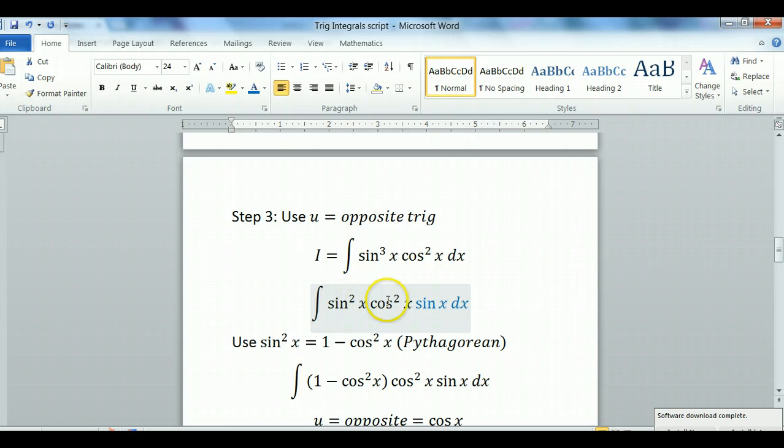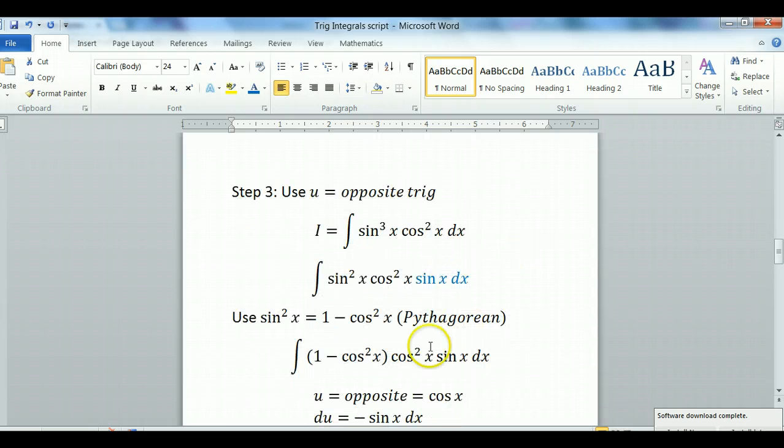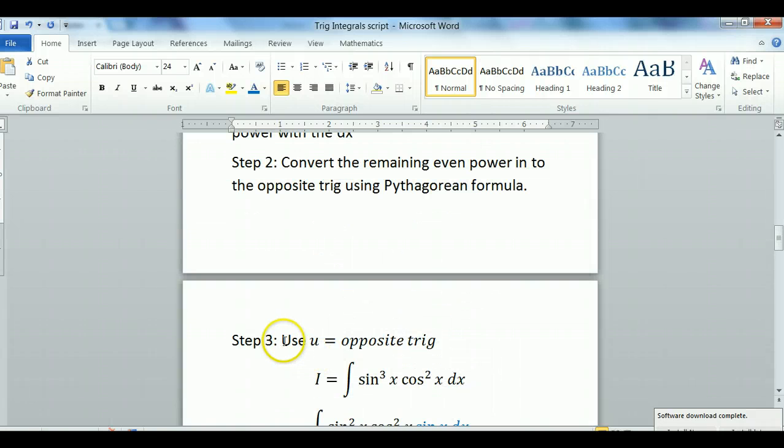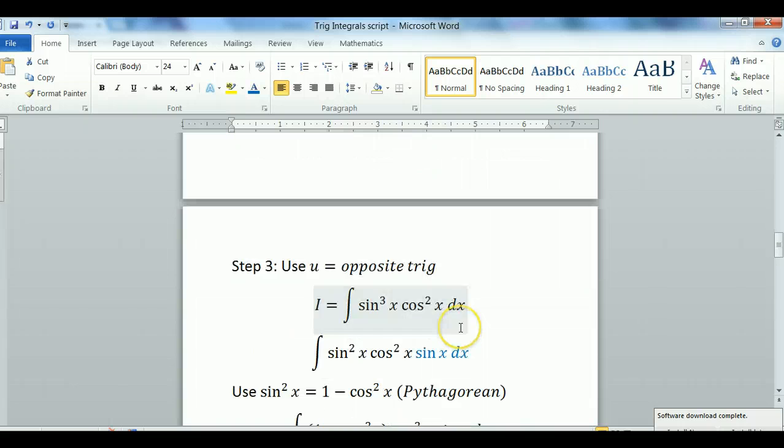If I do that, then this will become a cosine thing. Do we touch this? No. Do we touch this? No. So we will only convert the remaining even power into cosine. So we wrote that thing as 1 minus cosine squared x. And this will remain there. This will remain there. Now we go to the third step. Use u equals the opposite trig.